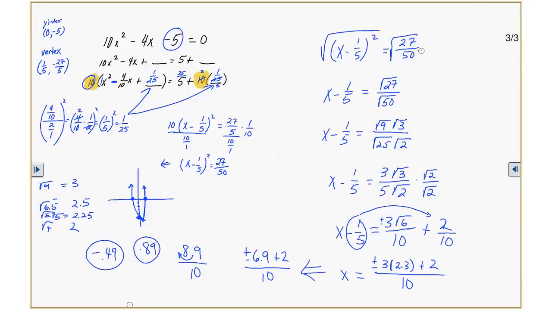What's my domain? All real numbers. What's my range? -5 4/10 to infinity. What's my decreasing values? -infinity to 1/5. And my increasing values from 1/5 to what? Infinity. So if you can complete the square, guess what?